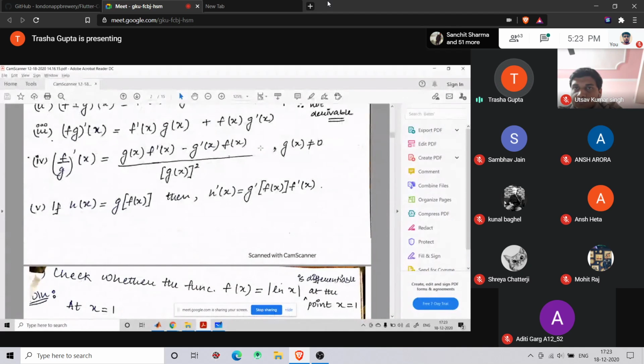So now do one question, write down one question. Check whether the function f(x) equal to mod of ln x is differentiable at the point x equal to 1. Check, please write down this question.